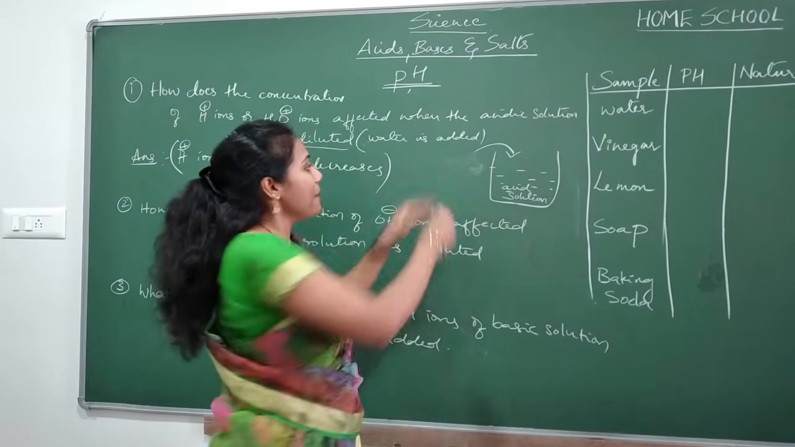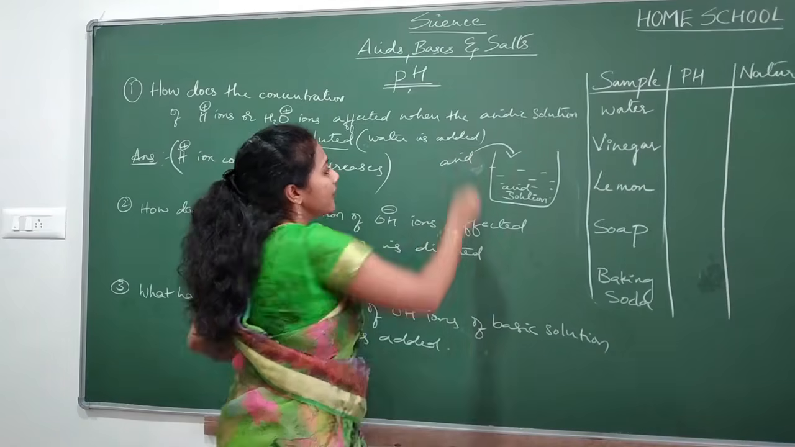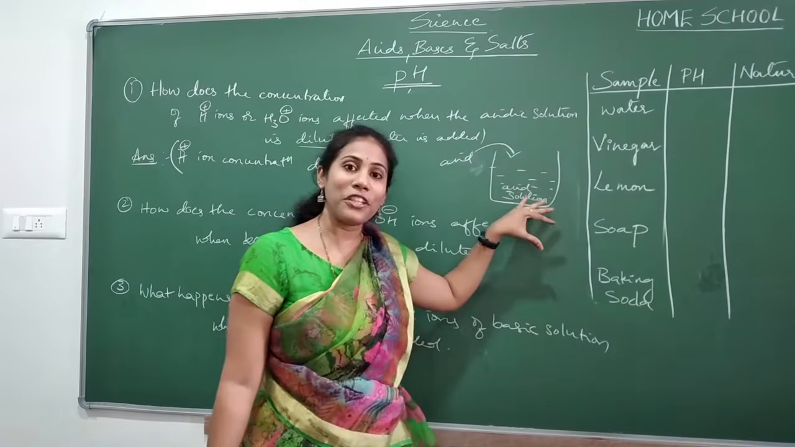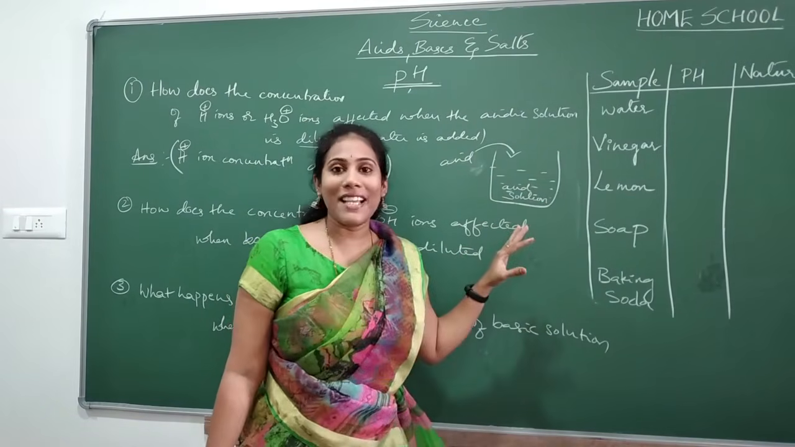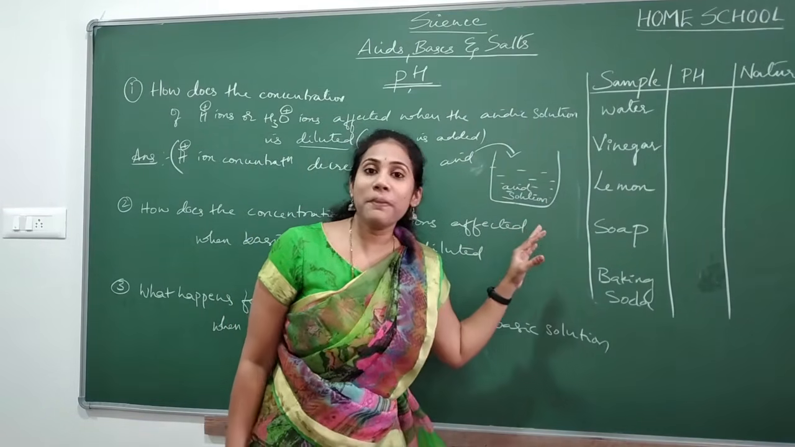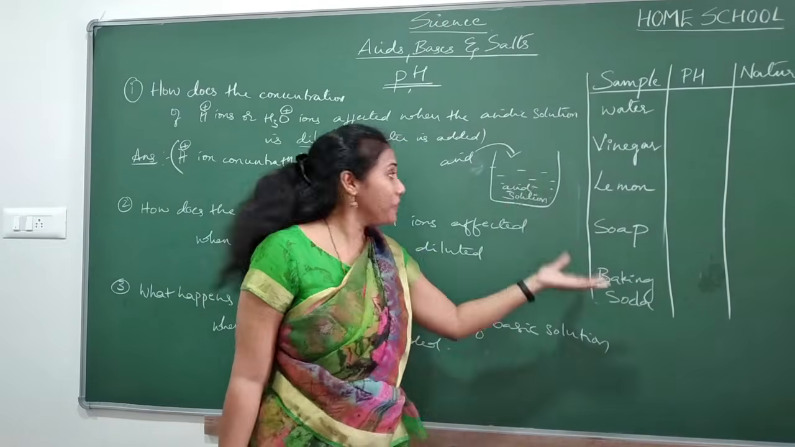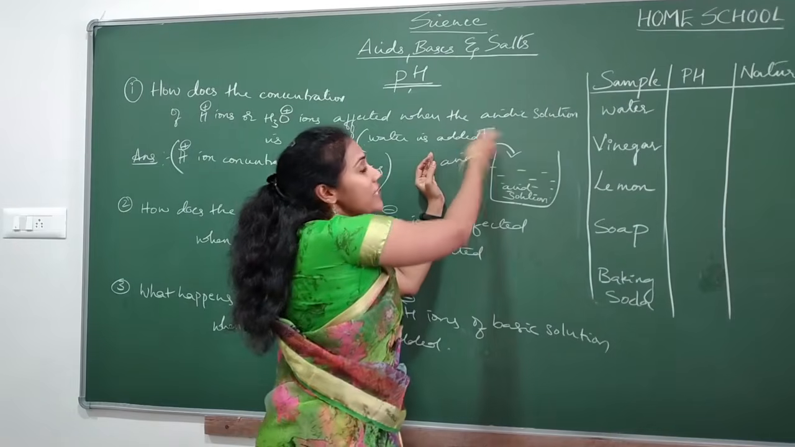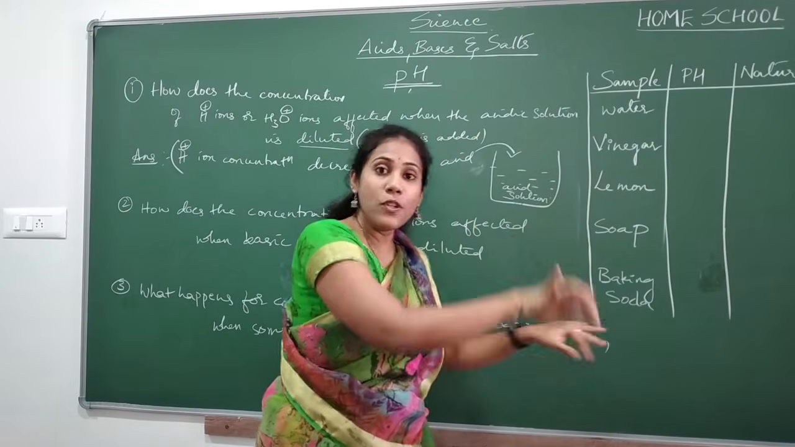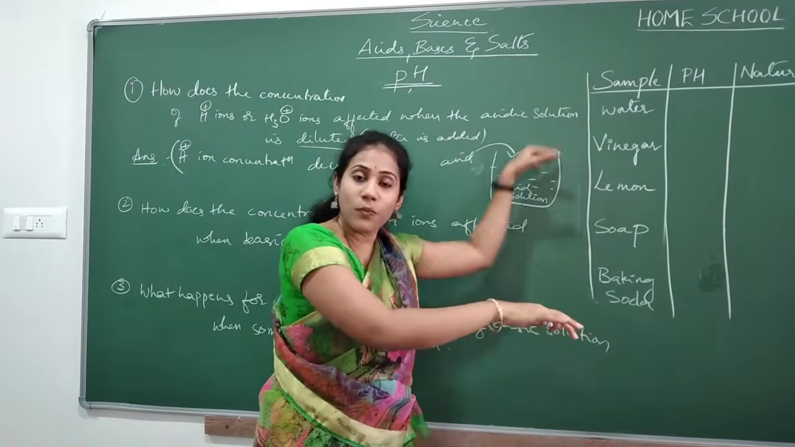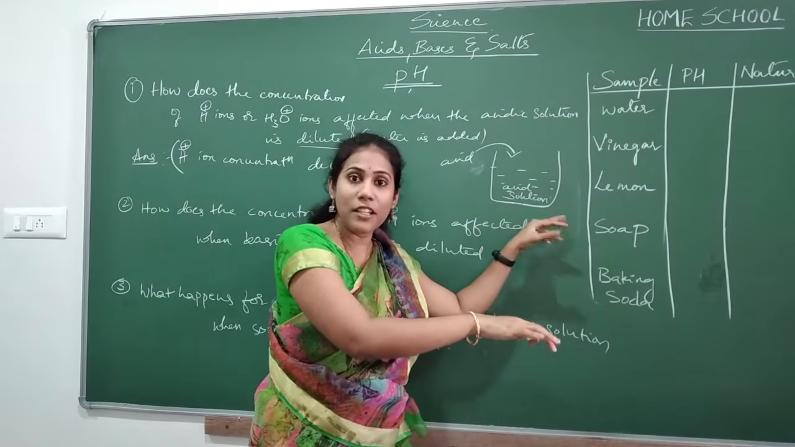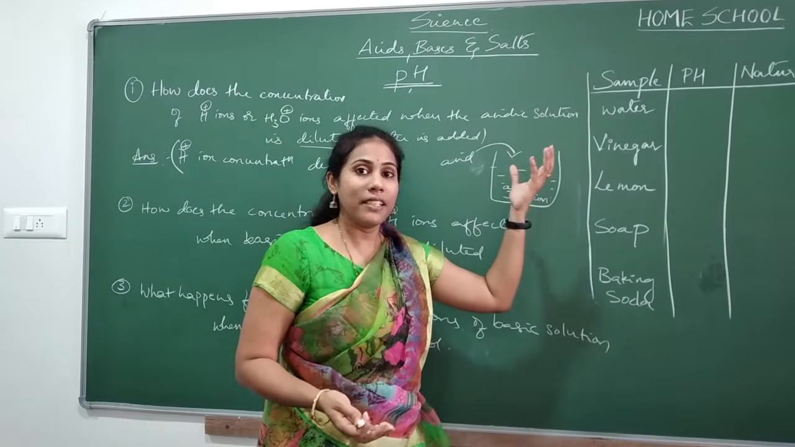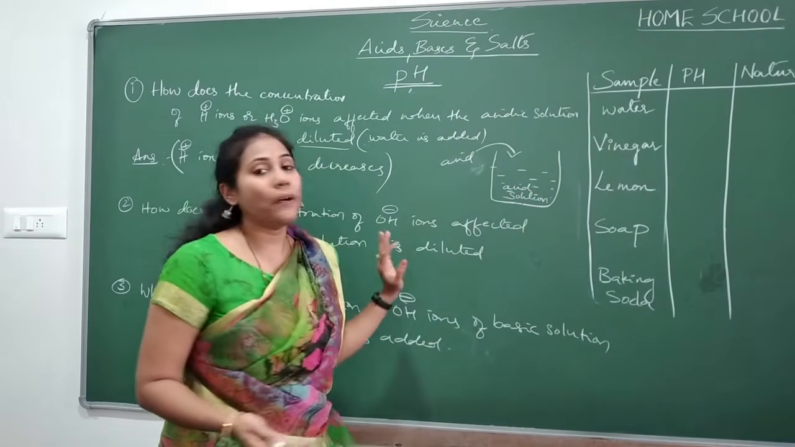But if I add some acid only, instead of water, I am adding some acid only to the acidic solution. From outside also I am adding acid. So what will happen to the H plus ion concentration now? Definitely increases. Already some H plus ions are there and from outside I am adding acid, and that is also giving H plus ions once it goes into solution. So the total number of H plus ions will be increased. Clear everybody?